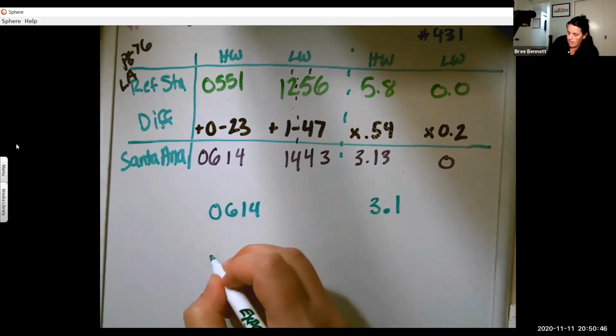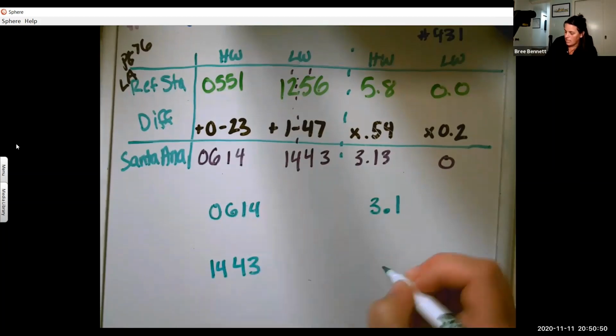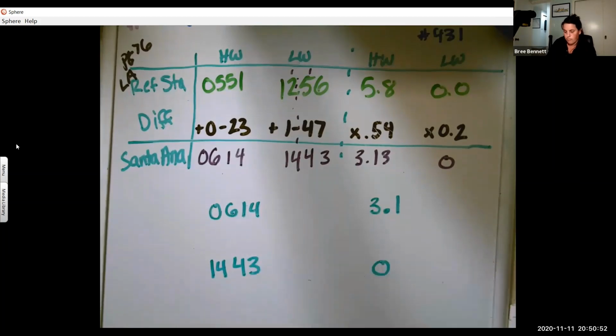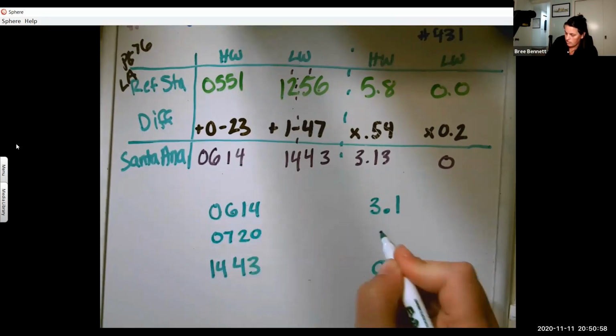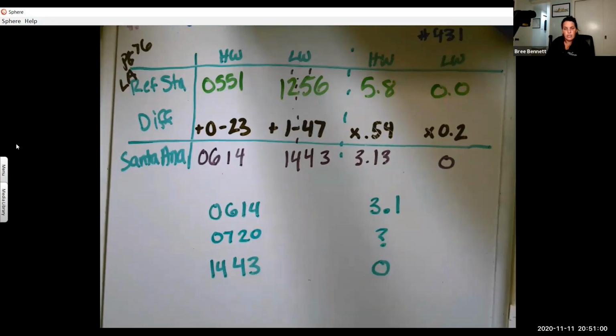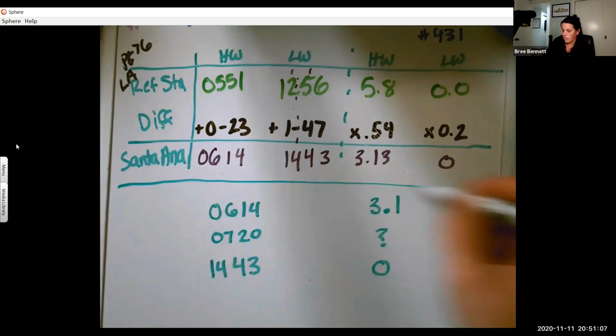And then I have at 1443, my tide is 0. I want to know what is the tide at 720. That is my question. So this is where we go to table 3.